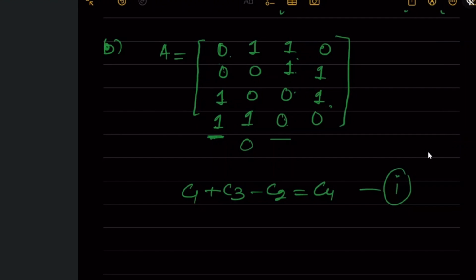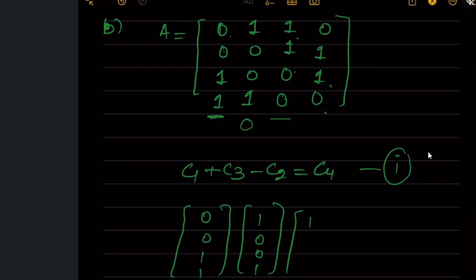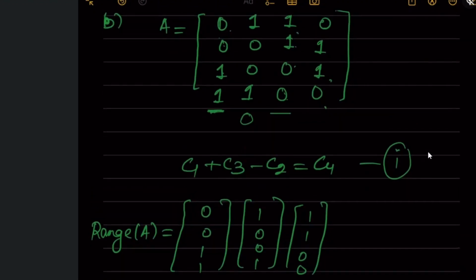So you can say the last column is dependent, so only the first three columns are independent. You can choose 0 0 1 1, 1 0 0 1, and 1 1 0 0, which gives the range space of A. Got it? Yes. So copy it down, then we will move further.